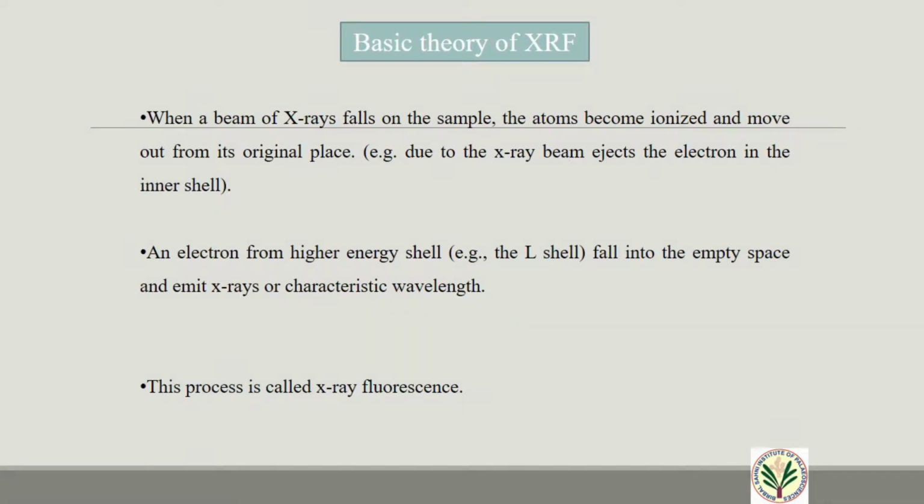Now we come to the basic theory of X-ray fluorescence. When a beam of X-ray falls on the sample, the atoms become ionized and an electron moves out from its original space. Then an electron from a higher energy shell falls into the empty space and emits X-ray of characteristic wavelengths. This process is called X-ray fluorescence.